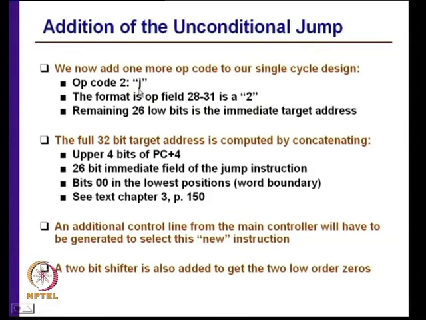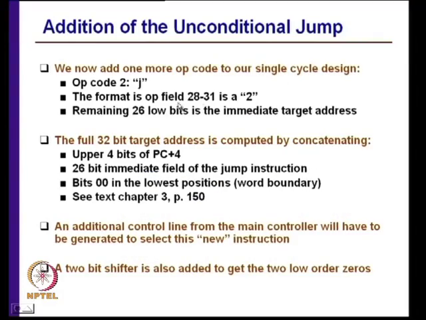Opcode 2 is J type, and the format of the opcode field is 28 to 31 is 2, and the remaining 26 low bits is the immediate target address. So you can see that pseudo direct addressing mode is used here. Whenever it is an unconditional branch, the pseudo direct addressing mode is used, that means the 26 bit field and the 6 bit opcode field are used here, and that 26 bit lower order field is providing the immediate target address.